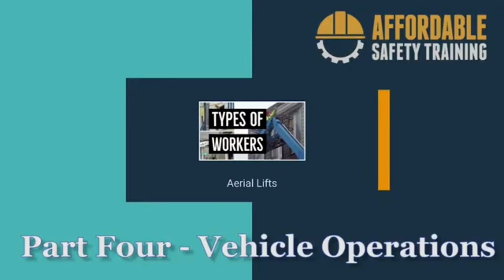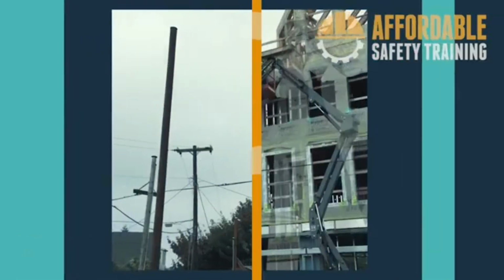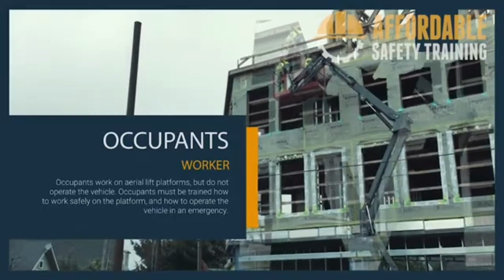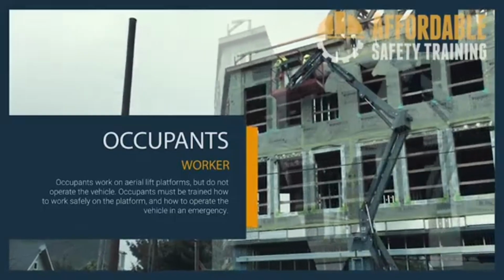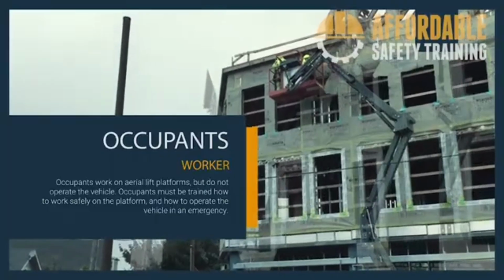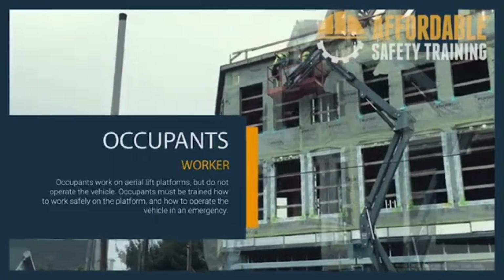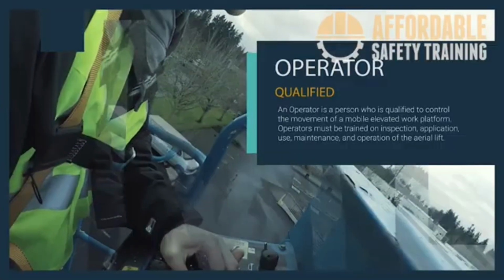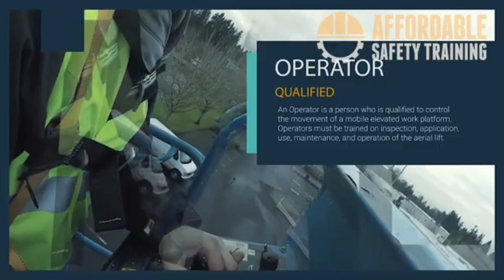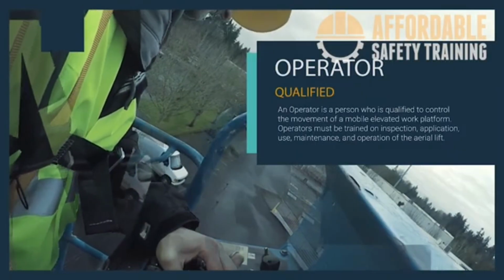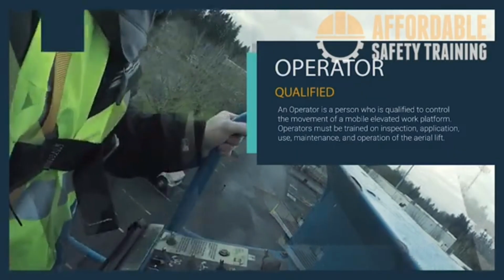Types of aerial lift users. Occupants work on aerial lift platforms, but do not operate the vehicle. Occupants must be trained how to work safely on the platform, and how to operate the vehicle in an emergency. An operator is a person who is qualified to control the movement of a mobile elevated work platform. Operators must be trained on inspection, application, use, maintenance, and operation of the aerial lift.